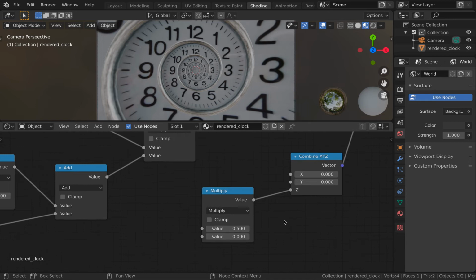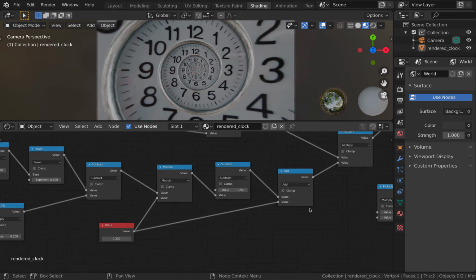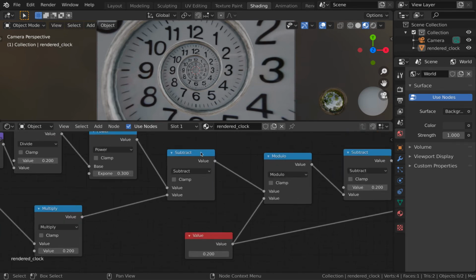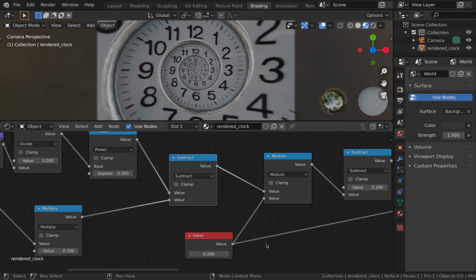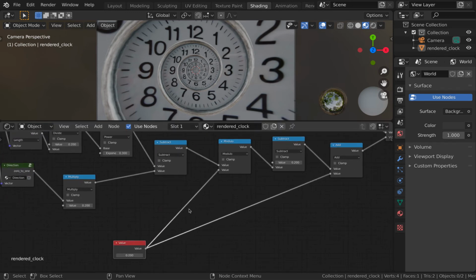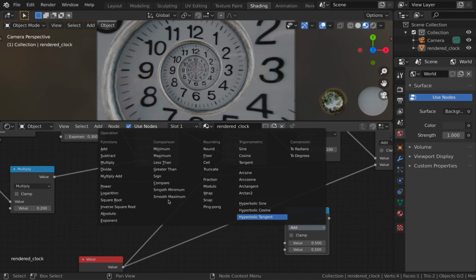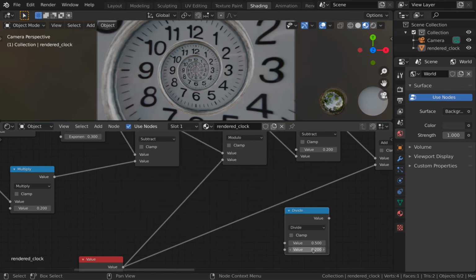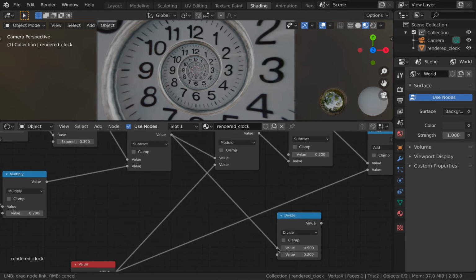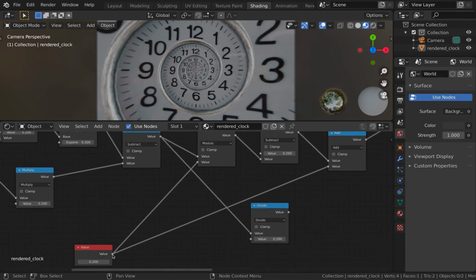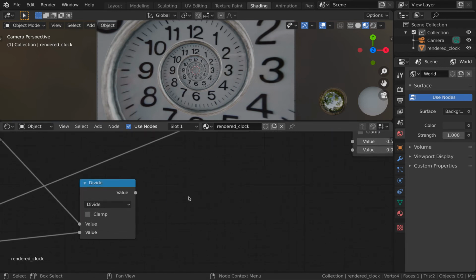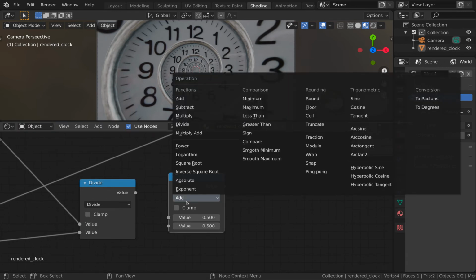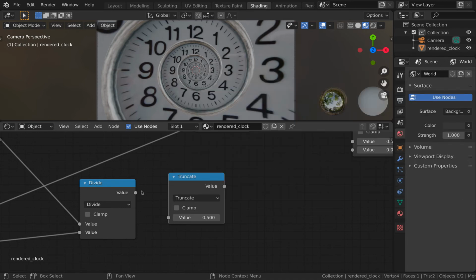Remember this subtract node right before the modulo node? We pass through one layer of the spiral every time this value increases or decreases by 0.2. Let's use that to number the layers of the spiral by dividing that value by 0.2. Use a math node with the divide function, like this. Next, let's throw away everything after the decimal by using a math node with the truncate function. Now each layer in the spiral gets assigned an exact whole number.